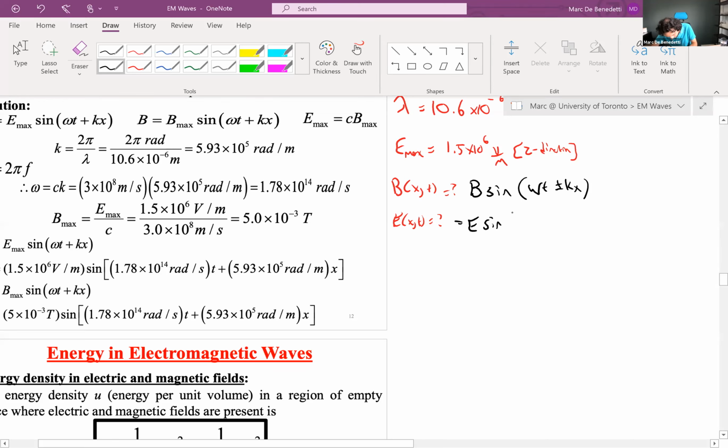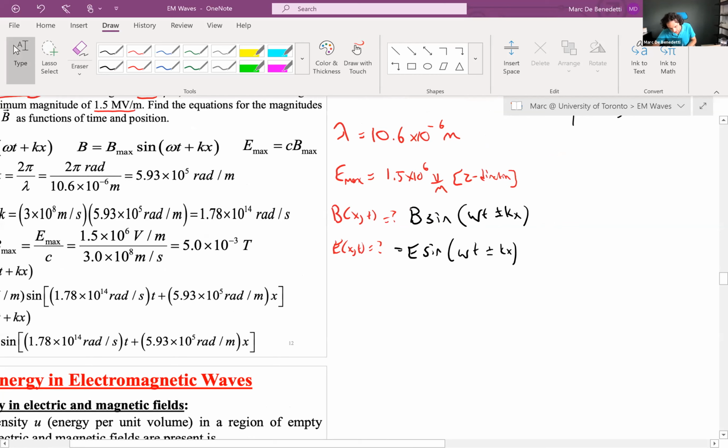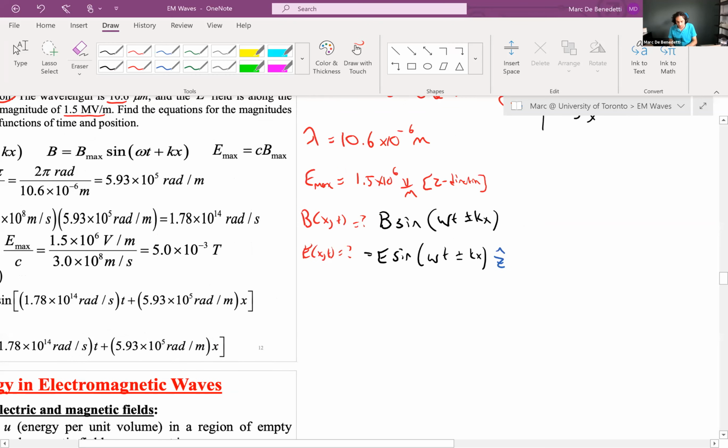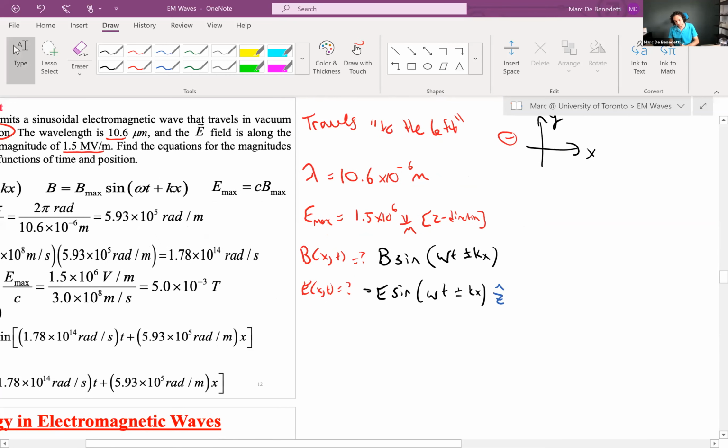E sine omega t plus minus kx. Okay, so what do we know? What do we need? Well, we do know that E max is in the z direction, so this is going to be in the z hat direction. And with our right-hand rule, we also know it's traveling to the left. So the z-axis in this diagram would be coming out of the board here.